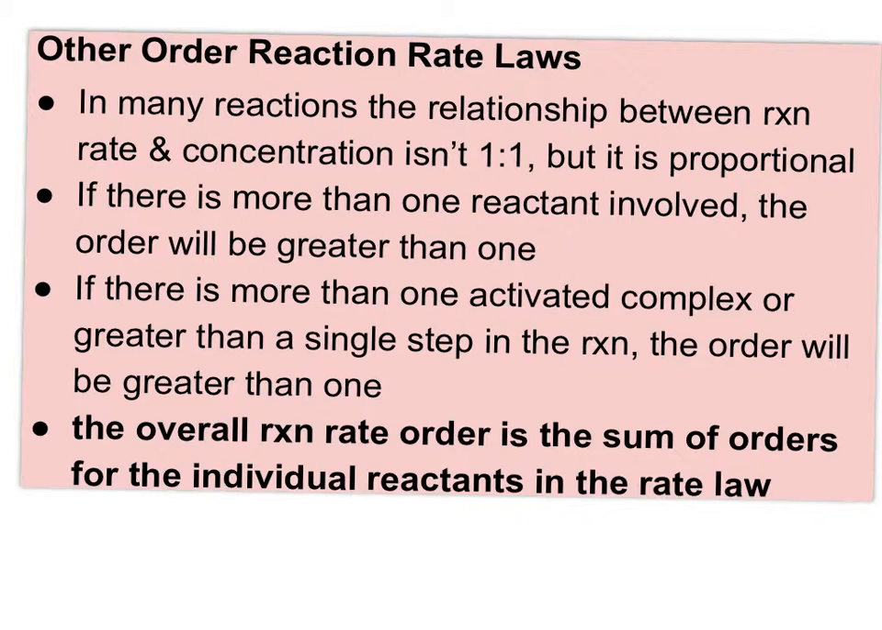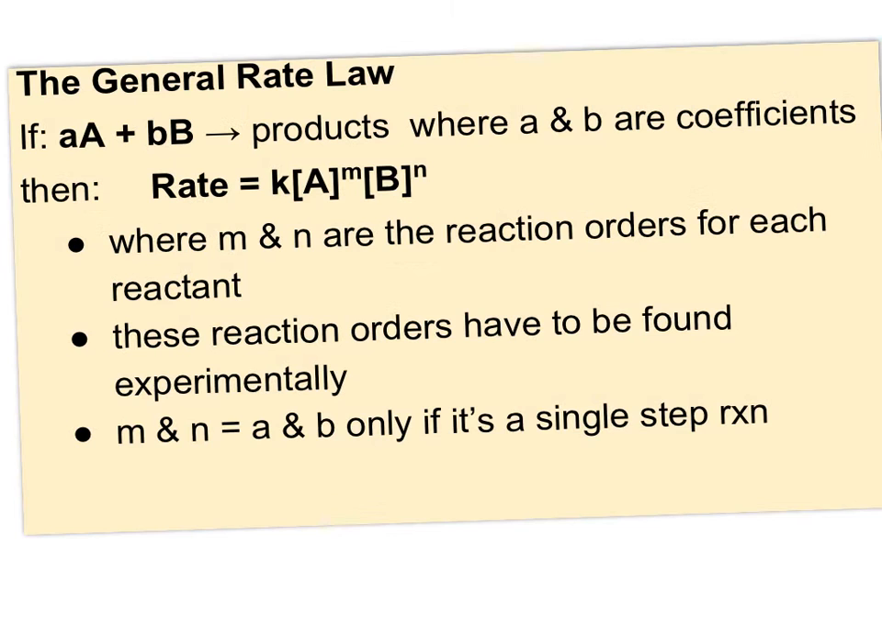So the overall reaction rate order is going to be the sum of orders for the individual reactants in the rate law. So if you can determine the order of the individual reactants, you can then put together your overall reaction rate and determine your overall reaction rate order.